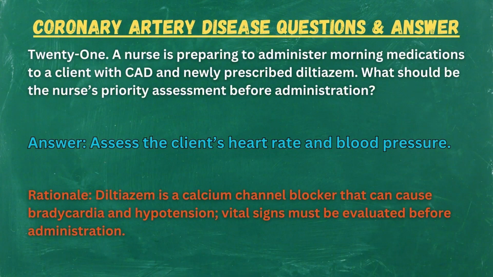21. A nurse is preparing to administer morning medications to a client with CAD and newly prescribed diltiazem. What should be the nurse's priority assessment before administration? Answer. Assess the client's heart rate and blood pressure. Rationale. Diltiazem is a calcium channel blocker that can cause bradycardia and hypotension. Vital signs must be evaluated before administration.